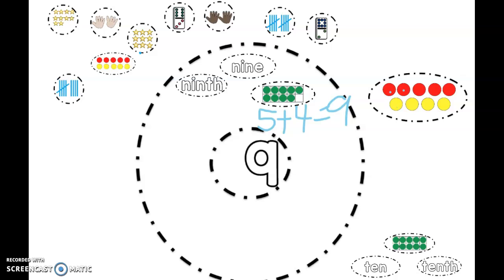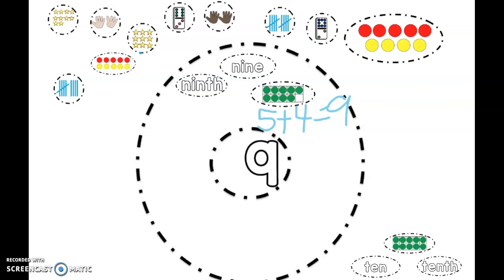I see something else that had 5 and 4 that we put in our circle map. Look back at our circle chart. Do you see the 10 frame? It had 5 on the top and 4 on the bottom, just like this one did. So I'm going to say yes, it has 9. Let's make sure. 1, 2, 3, 4, 5, 6, 7, 8, 9. It does.